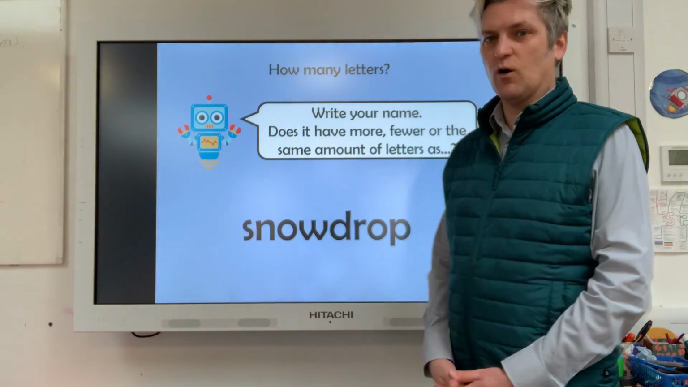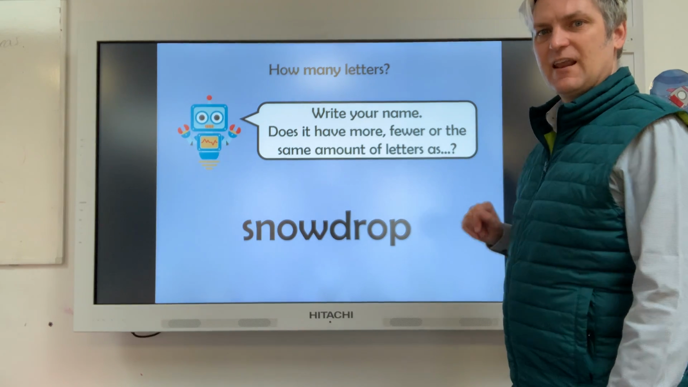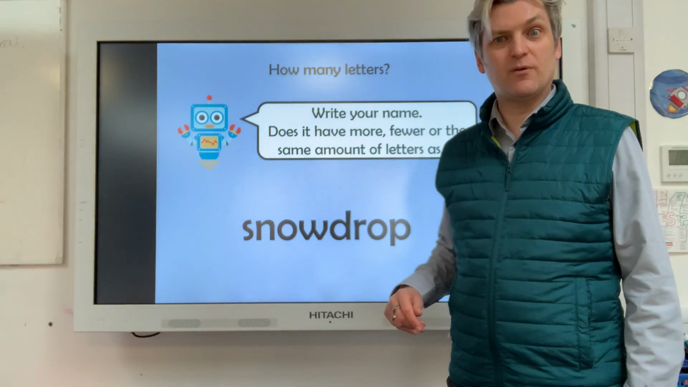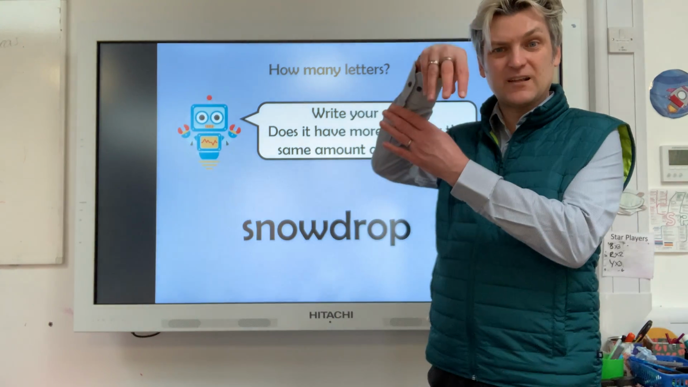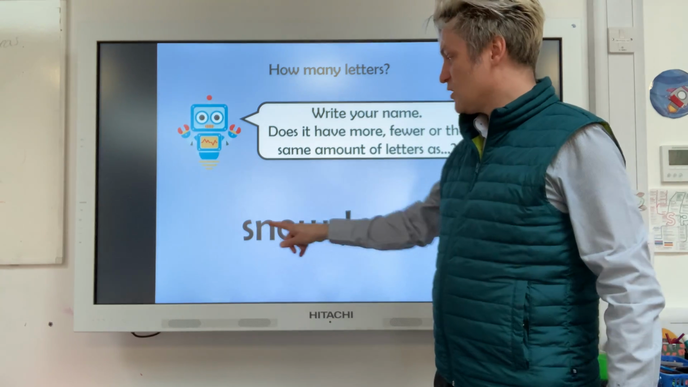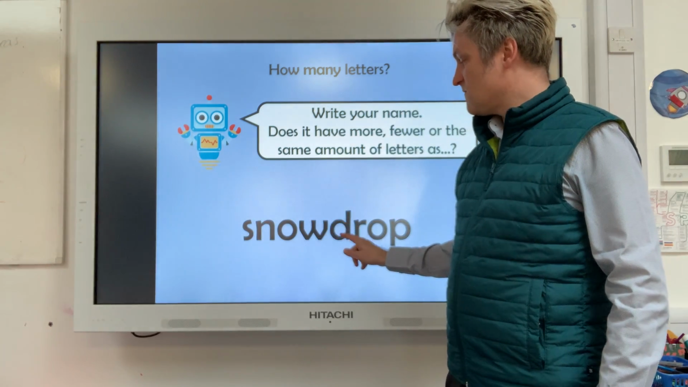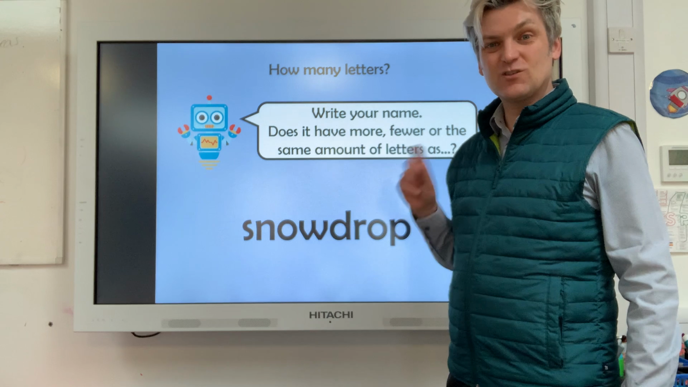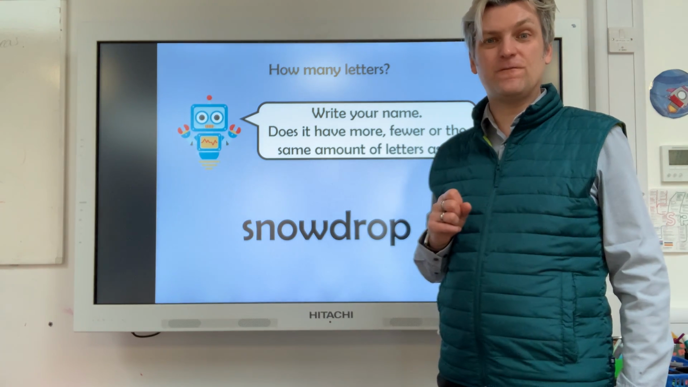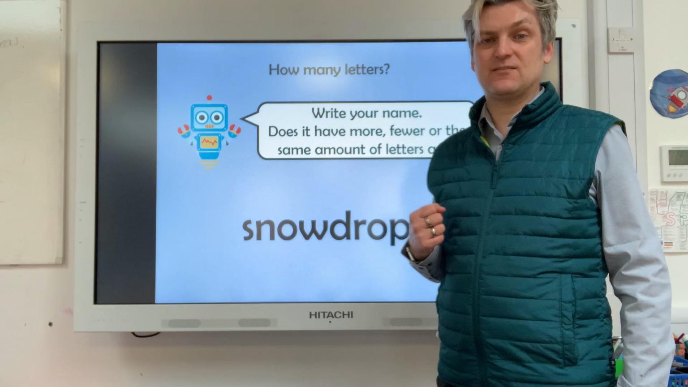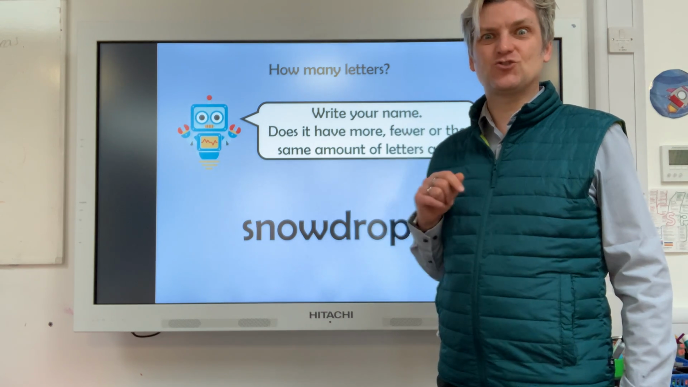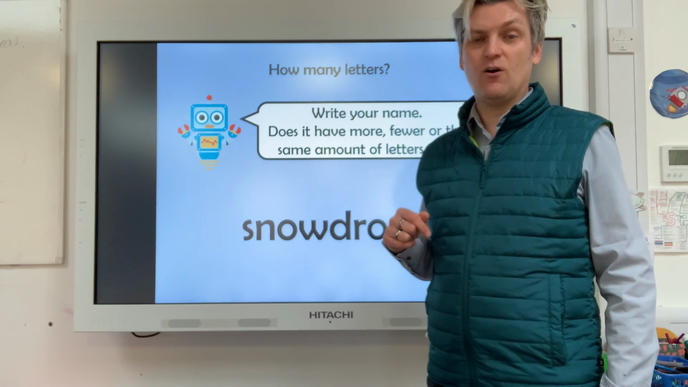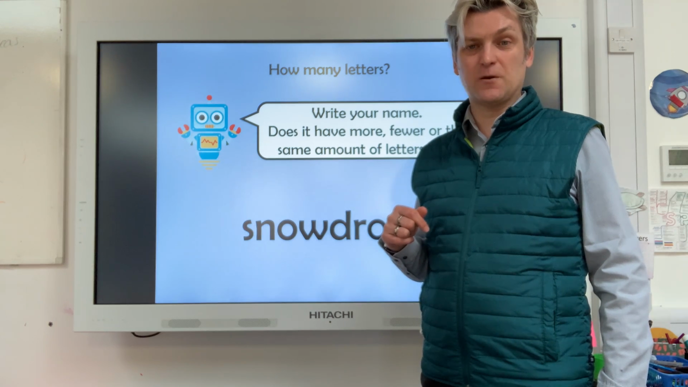Right, the last one. Oh, this is a long one, isn't it? Let's have a look. Snowdrop. Snowdrop. They're those beautiful little white flowers with a little dangling bit at the top. 1, 2, 3, 4, 5, 6, 7, 8. It's the same as daffodil, isn't it? So does that mean you've got the same? Have you got fewer? Or have you got more letters than snowdrop? Don't forget, change the name as well. You could have your middle name if you've got one, or your surname, your last name, or you could try it with a grown-up's name as well, couldn't you?